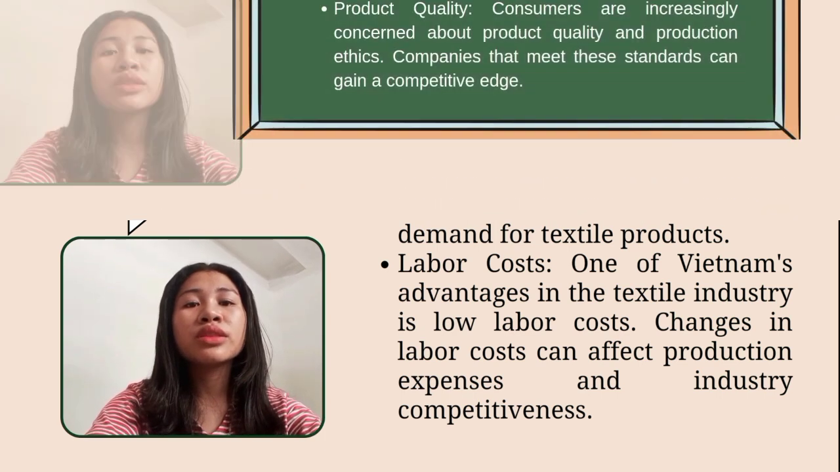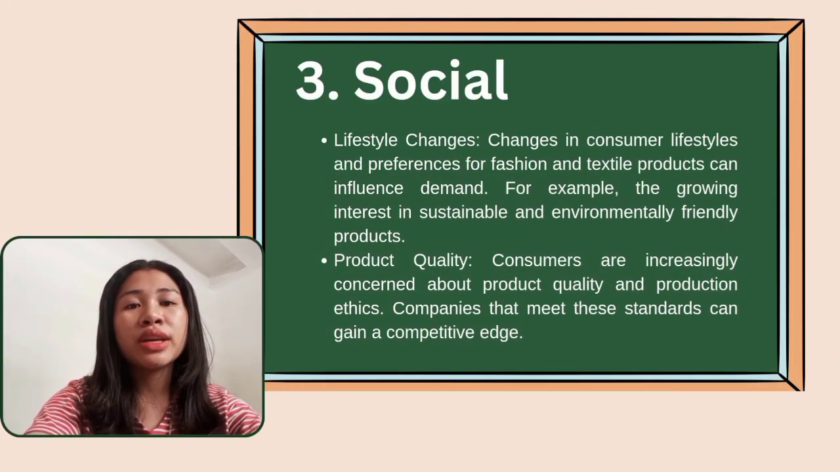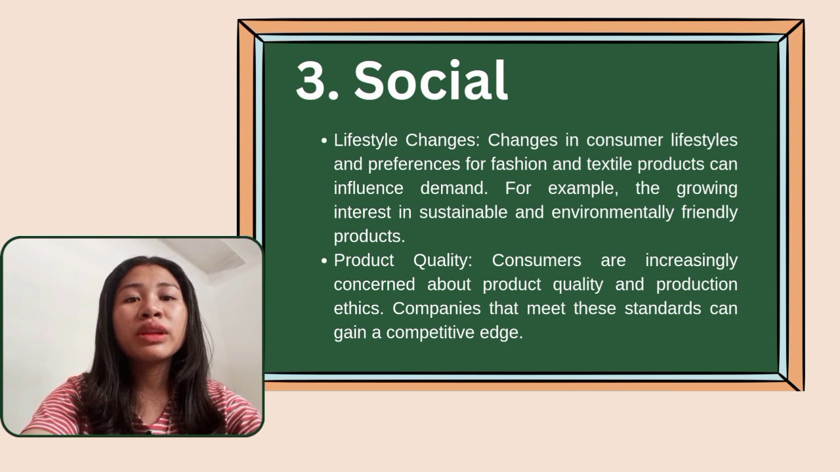The next one is social. Lifestyle changes. Changes in consumer lifestyles and preferences for fashion and textile products can influence demand. For example, the growing interest in sustainable and environmentally friendly products. Product quality. Consumers are increasingly concerned about product quality and production technique. Companies that meet the standards can gain a competitive edge.